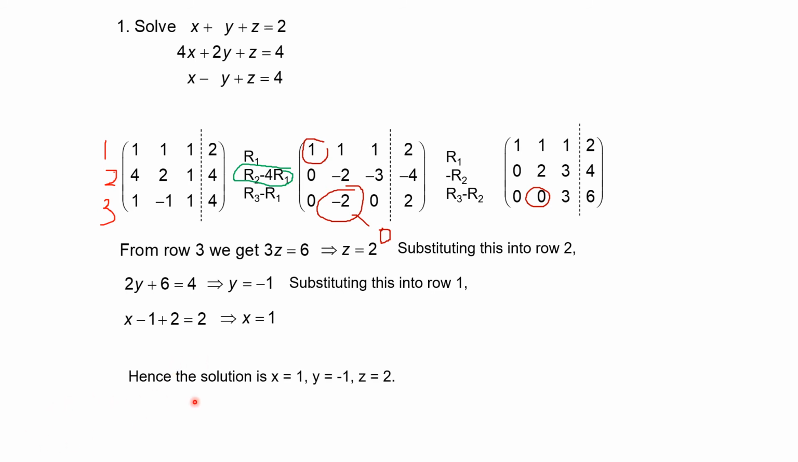So the solution is x equals 1, y is negative 1, and z is actually 2. So now, for example, when you solve using elementary row operation, there are scenarios where you don't have a solution. There are scenarios where the solutions are undefined, or the solutions are infinitely many.